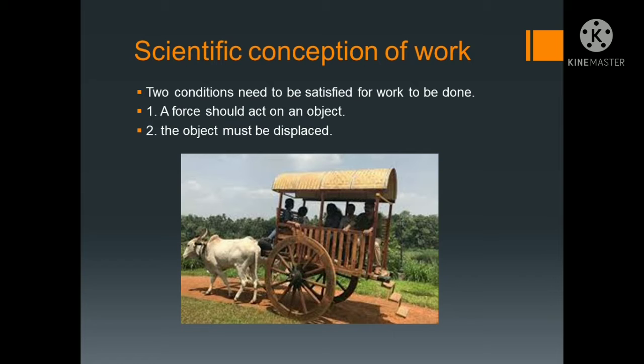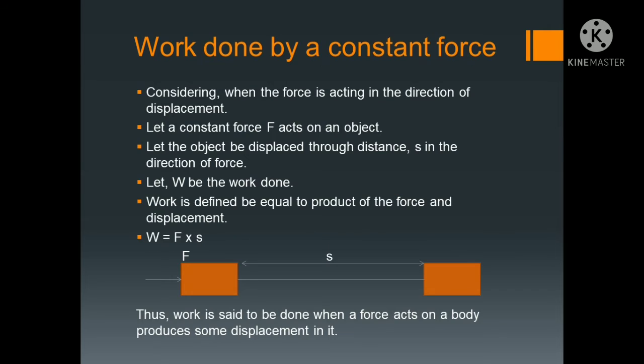Now we will study work done by a constant force. What happens when a constant force is there? How is work done, we will find out. As this is a physics chapter, obviously there will be some mathematical value, isn't it? So let's start. Work done by a constant force, considering when the force is acting in the direction of displacement, meaning you have to move the object from one position to another.